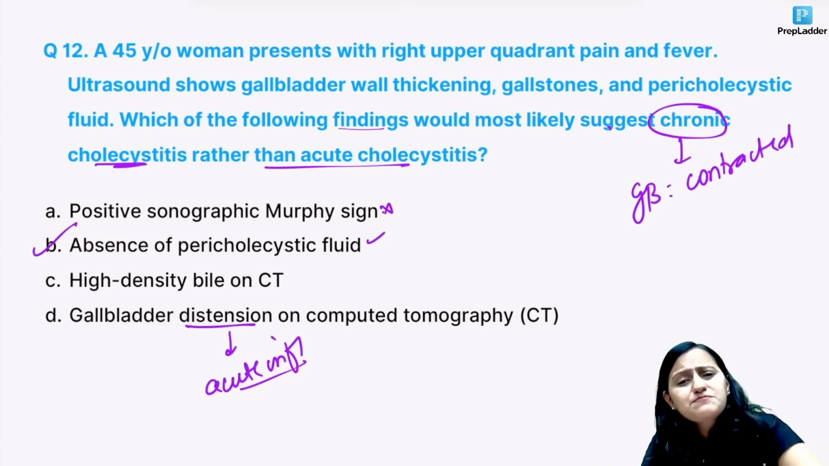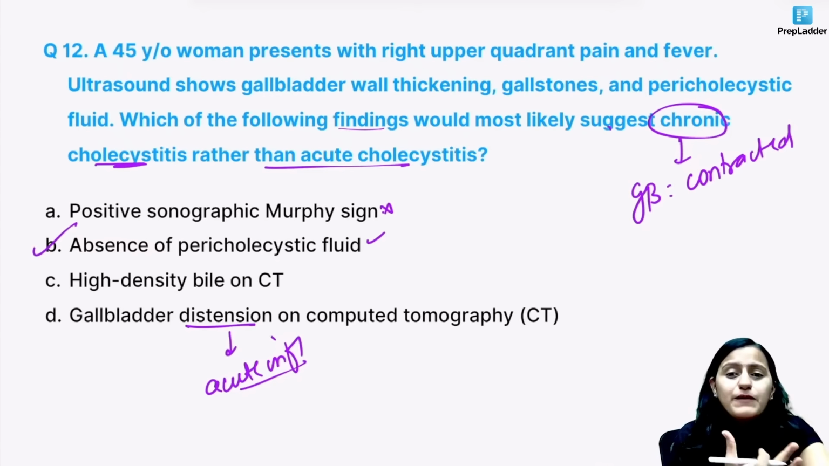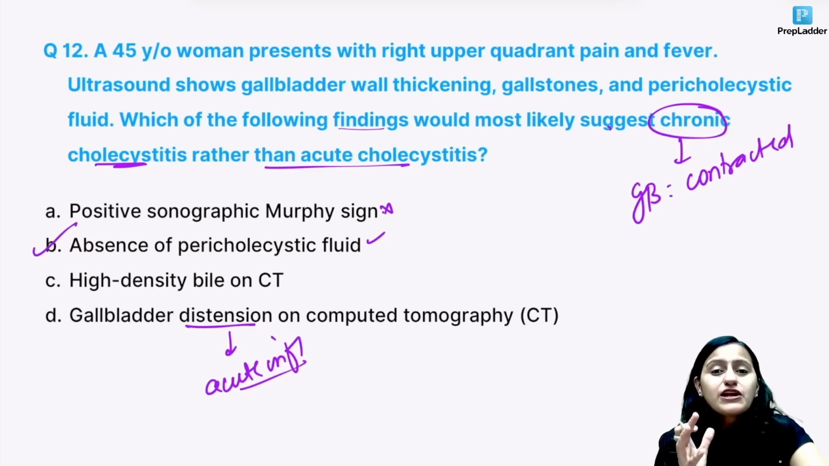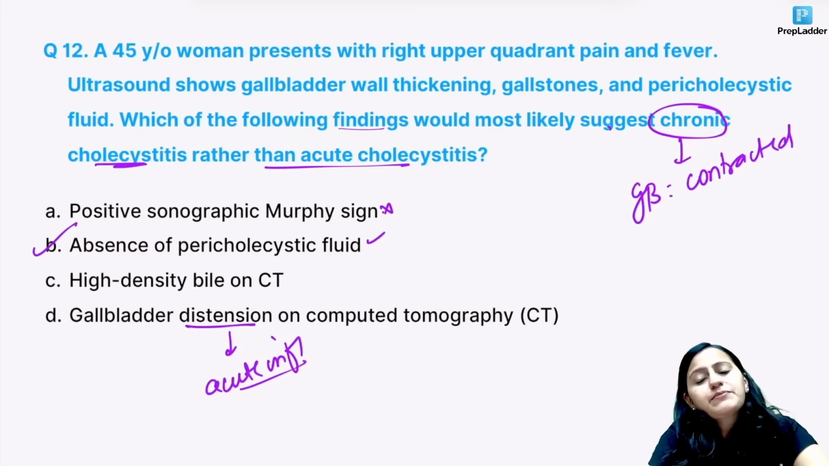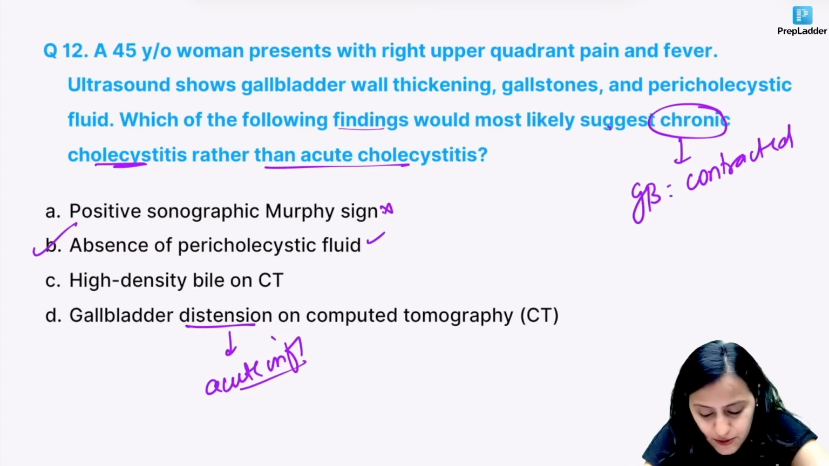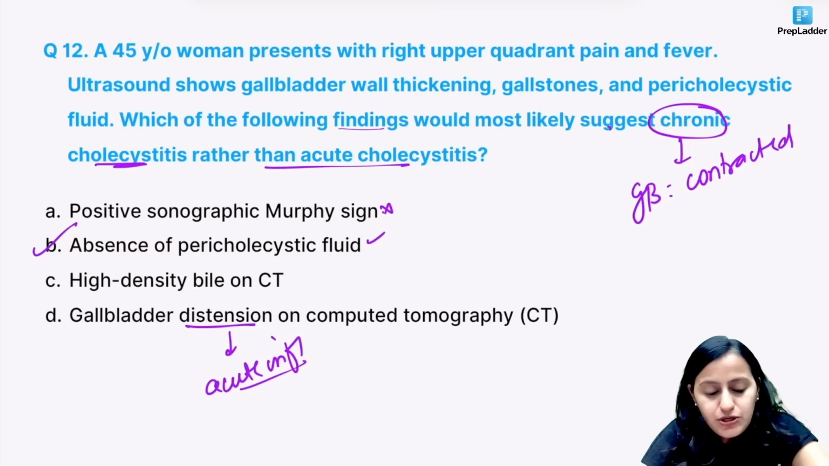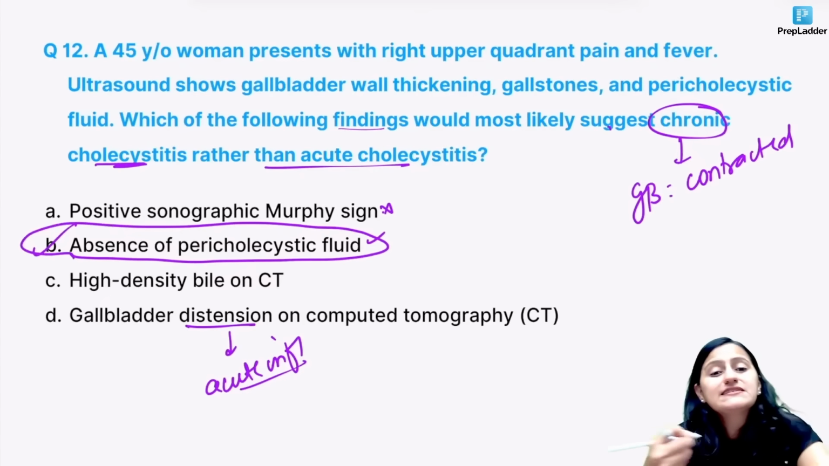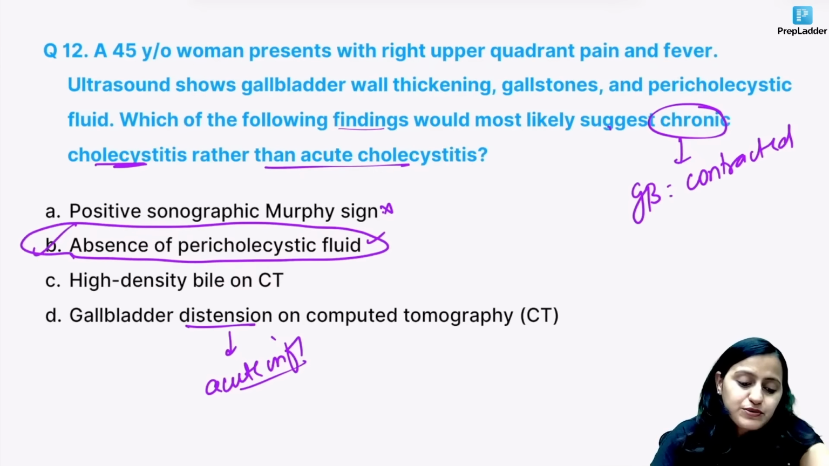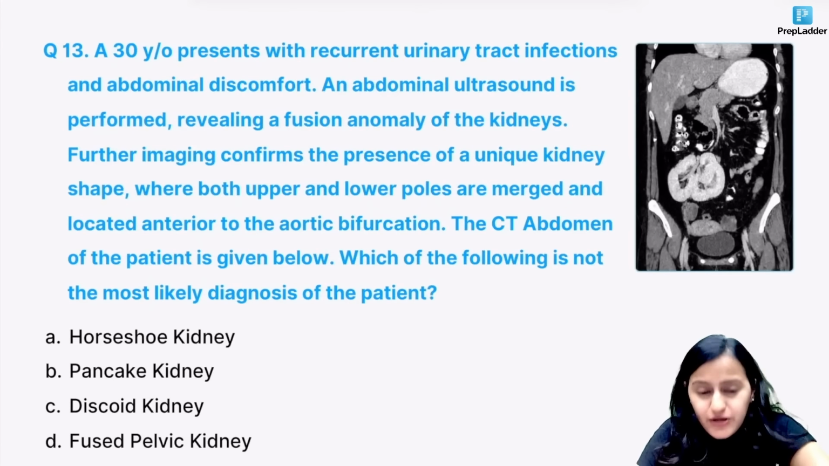Same thing happens in pyelonephritis. Acute pyelonephritis, enlarged kidney. Chronic pyelonephritis, shrunken kidney. Acute pancreatitis, bulky pancreas. Chronic pancreatitis, atrophic pancreas, right? So remember that the distended one is going to be acute and not chronic. So absence of pericholecystic fluid is chronic inflammation. Acute inflammation will have fluid. Okay, going on to next one.